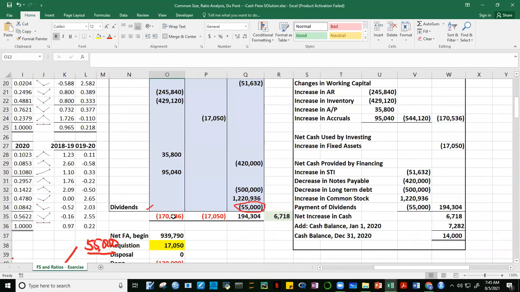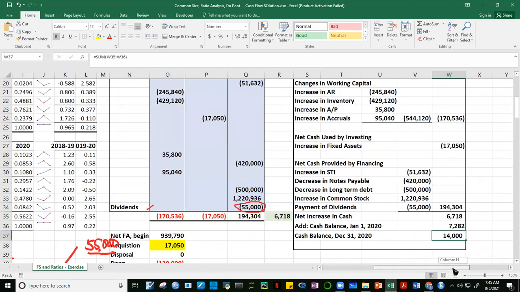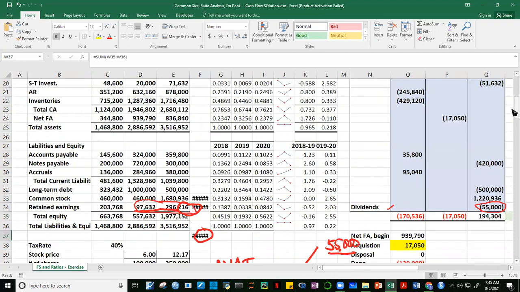So these three balances, 170, this one, 17, this one, and then 194, this one. The sum of these is 6,718, okay? Add the beginning cash balance to arrive at the ending. Okay. Please chat if it's clear so far, guys.